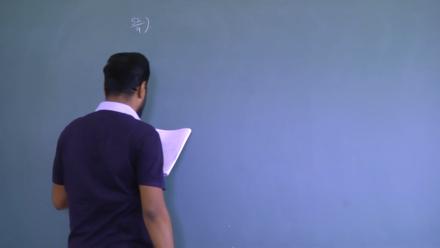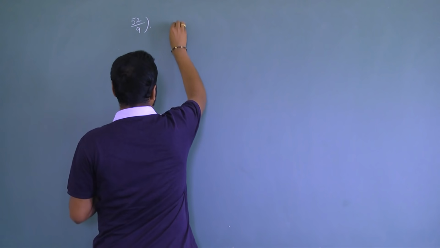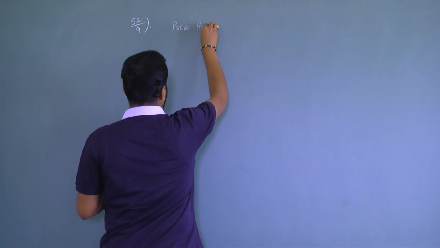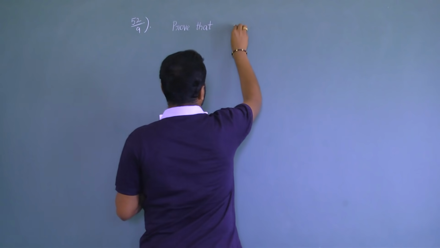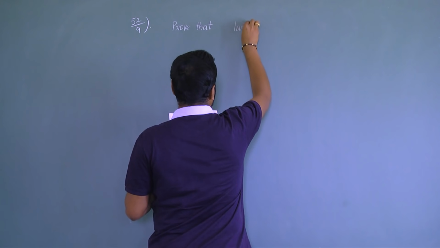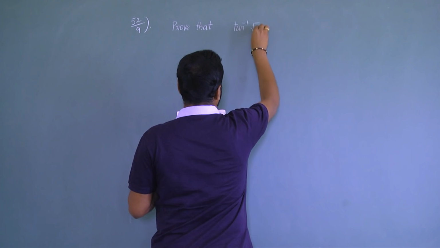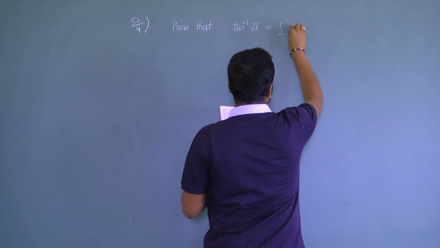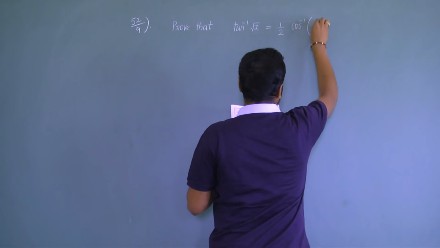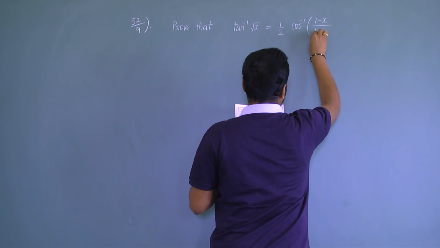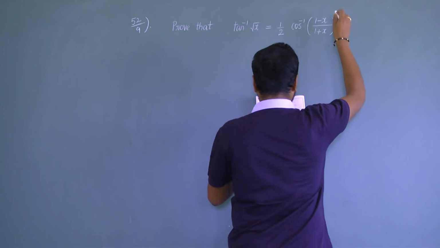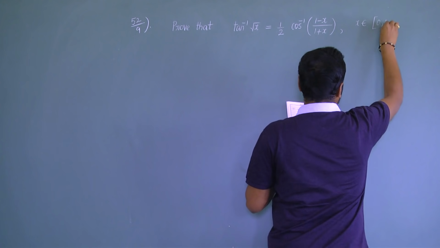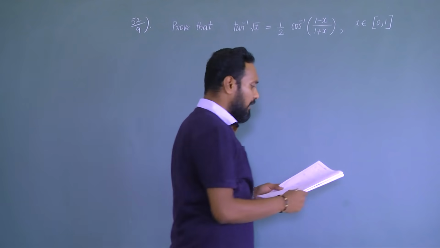52 page number, 9th question. Prove that tan inverse root x equals half into cos inverse of 1 minus x by 1 plus x, x belongs to the closed interval 0 comma 1.